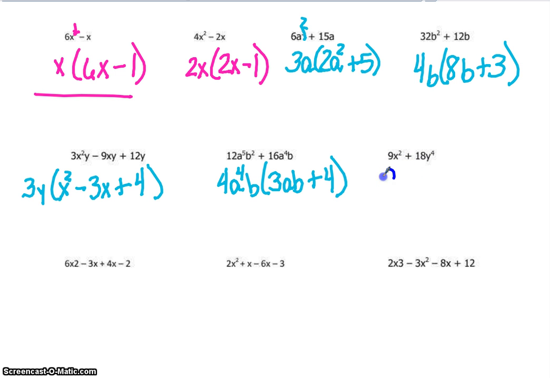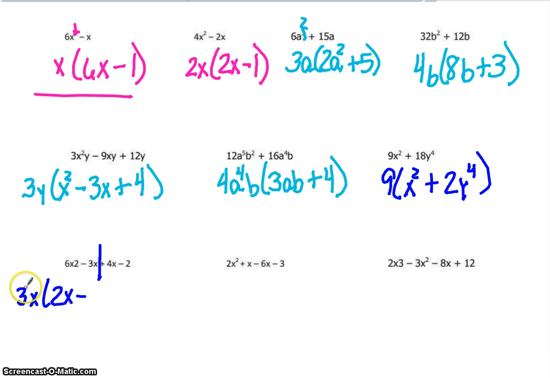9 and 18 will both divide by 9, and that's all they have in common. So 9 divided by 9 is 1, it's gone, but that leaves me an x squared, plus 18 divided by 9 is 2, and your y to the 4th has to stay. Okay, so now we have 4 terms. So you split it in half, and 6x, that should be a squared, minus 3x. They both divide by 3, they both have an x. 6 divided by 3 is 2. X squared, take an x out, leaves you x.